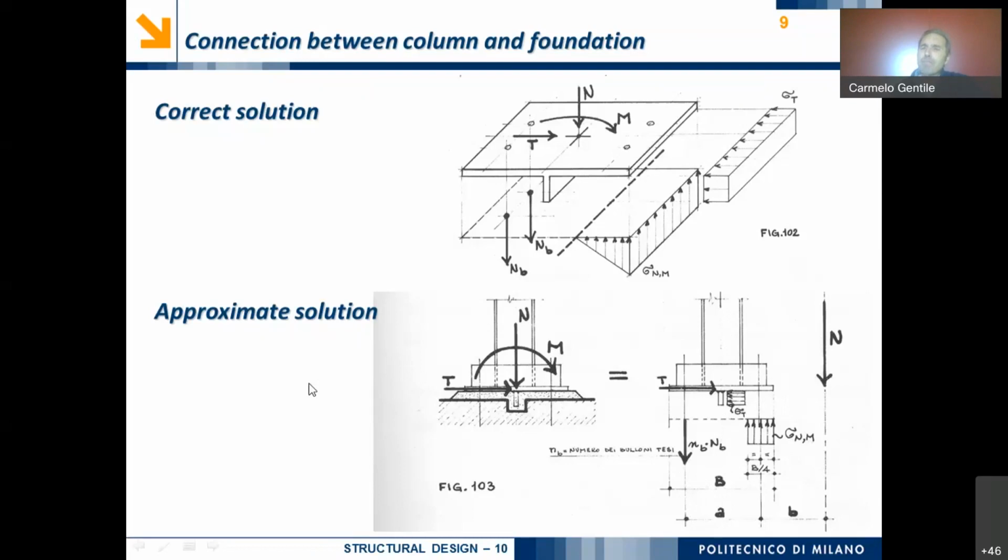But this holds in the case of approximate solution. Why? Because in the case of approximate solution, I have made the assumption that the dimension of the compressed region is equal to capital B over 4. But in the general case, when we are dealing with a rotation of the upper plate, we do not know which is this distance, which is the position of the neutral axis.